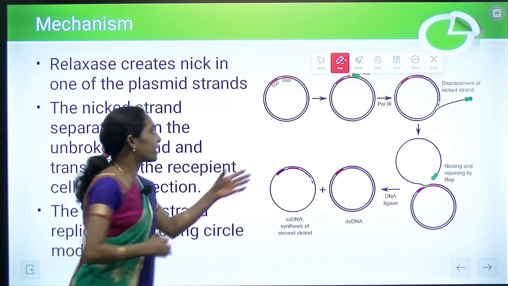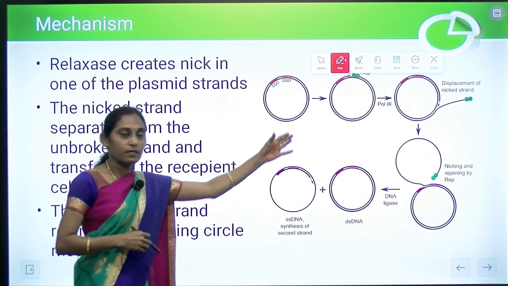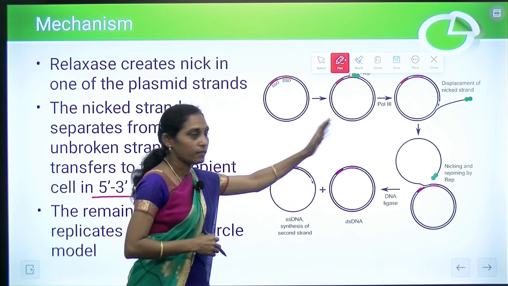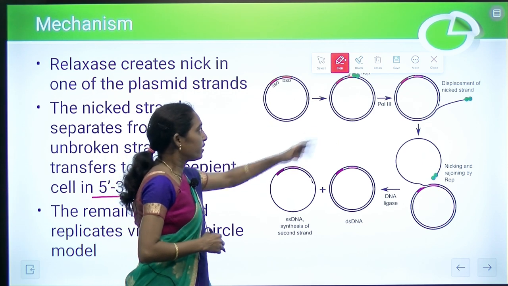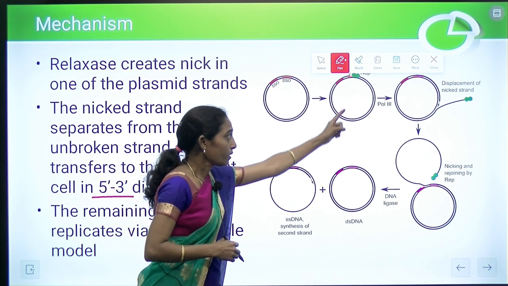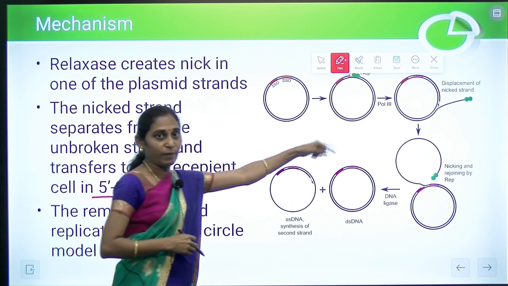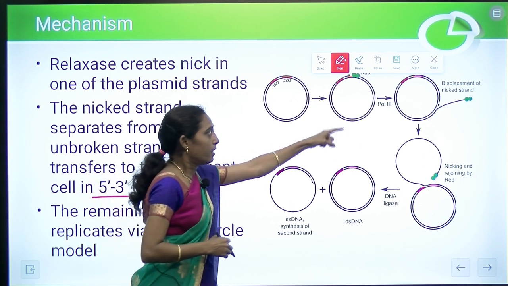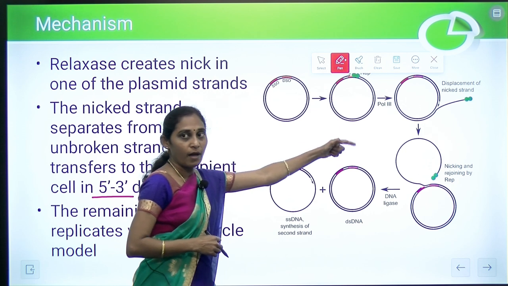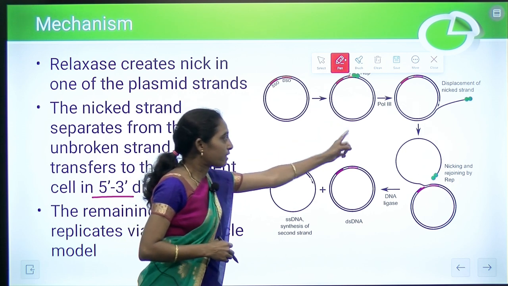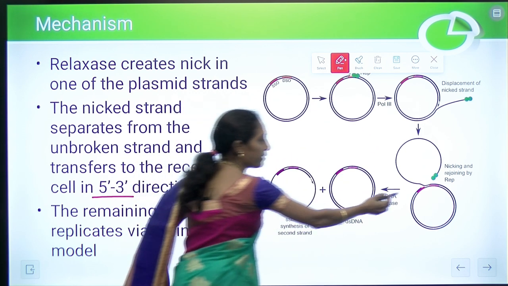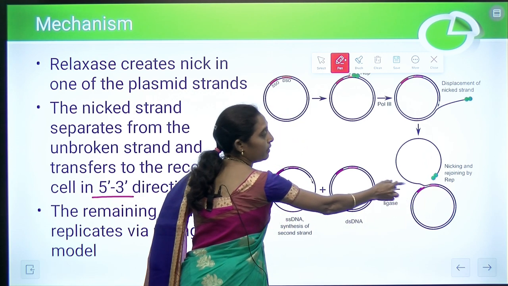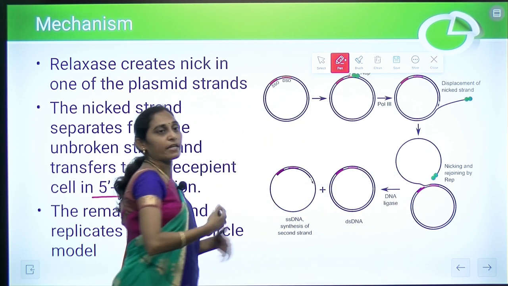In the picture you can see clearly the rolling circle model replication of DNA. In that, one of the strands is nicked by the enzyme. After nicking, it separates from the double strand, from the other unbroken strand, and then starts replication.